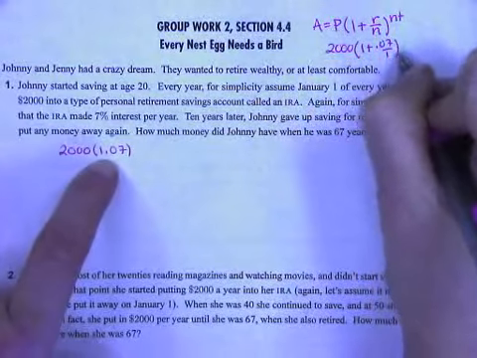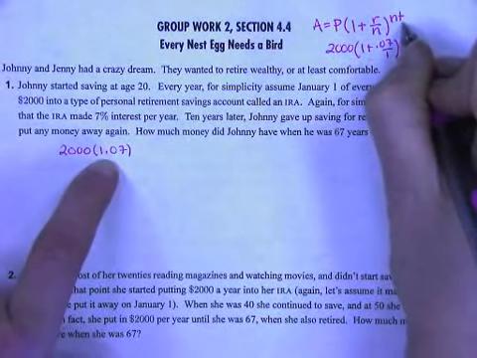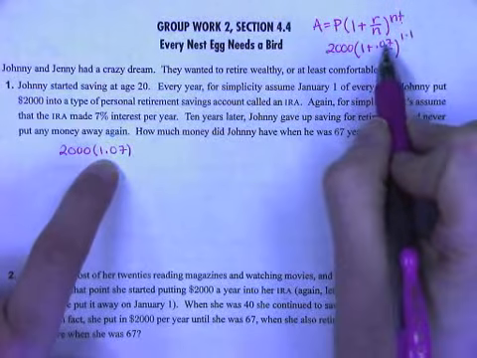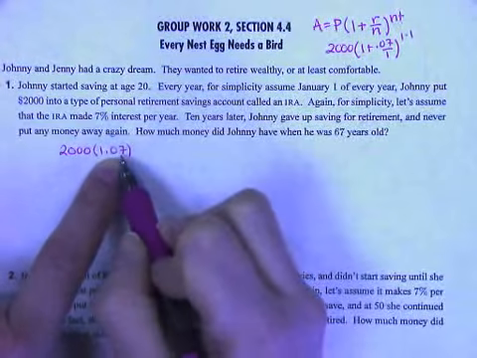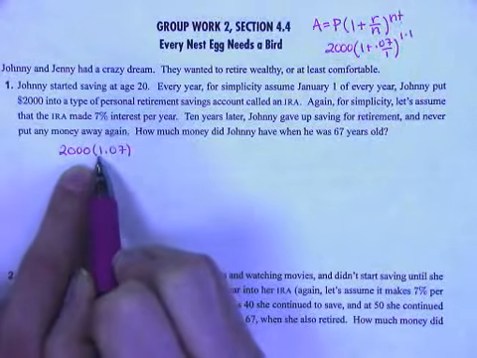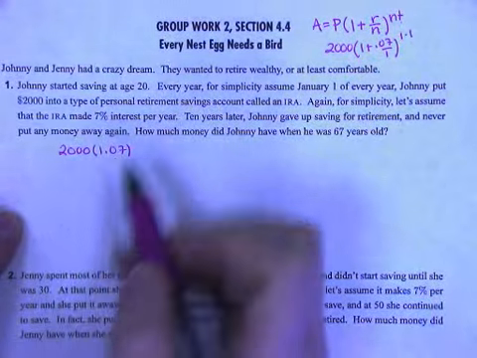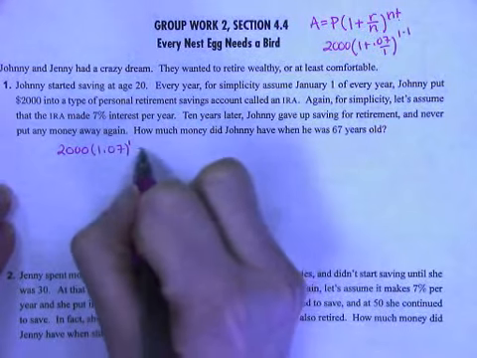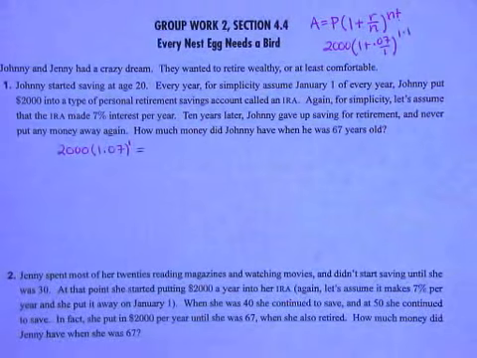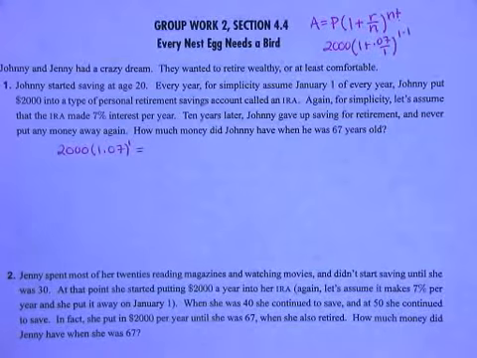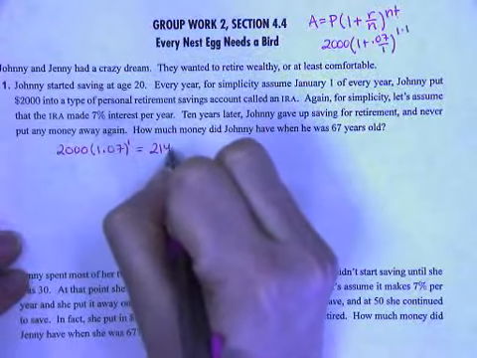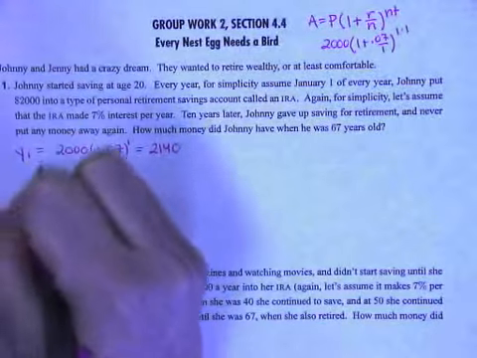Our n is 1. And then this n is 1. And this t is 1 because we're just doing it for 1 year right now. So 0.07 divided by 1 is where I got the 0.07. And then when I add it to 1, that's why it's 1.07. And if I'm just doing this for 1 year, it's just raised to the first power. So this would tell me how much he had in his account at the end of the first year. 2,000 times 1.07 gives me 2140. This is year 1.